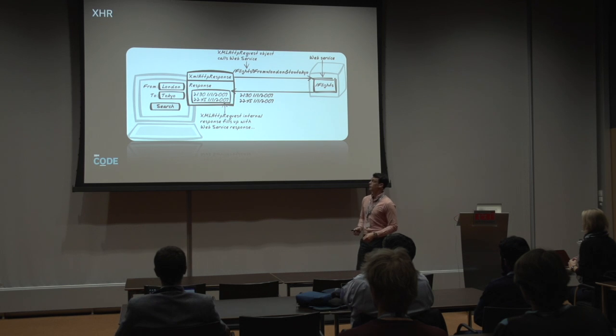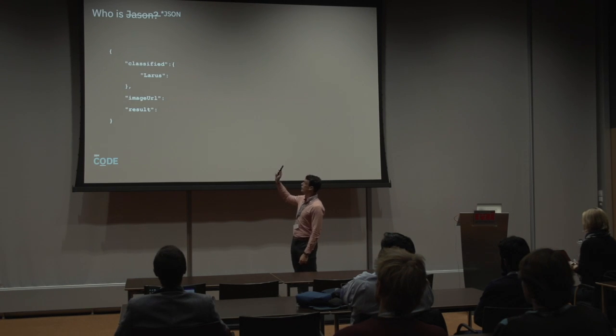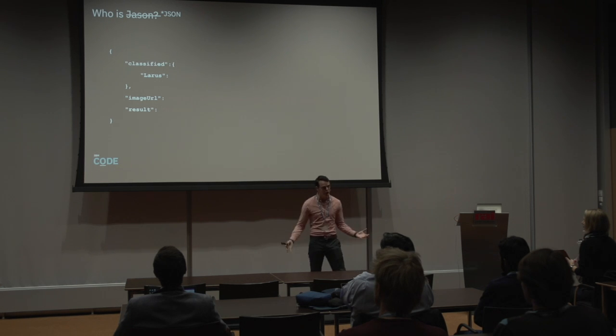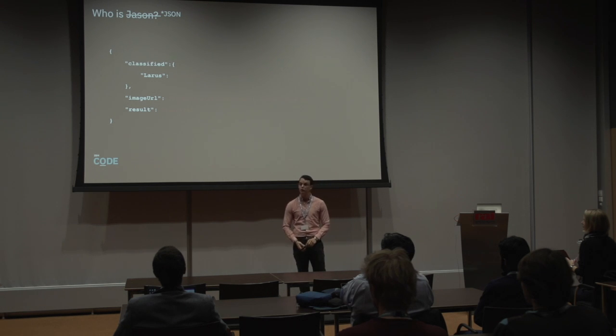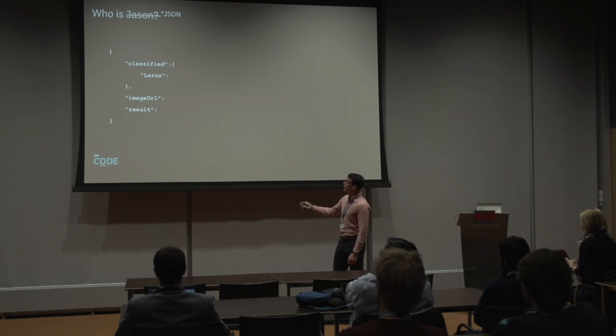So that's XHR. The second thing is JSON, not the Jason at the back who's talking later, different JSON. This is JSON. It is JavaScript Object Notation. The response you get back from AI Vision looks a lot like this, because this is a copy-paste of the response you get back from AI Vision. What we've got here is this classified field here. In it, we have two things. One, the classification. Larus is a type of seagull.